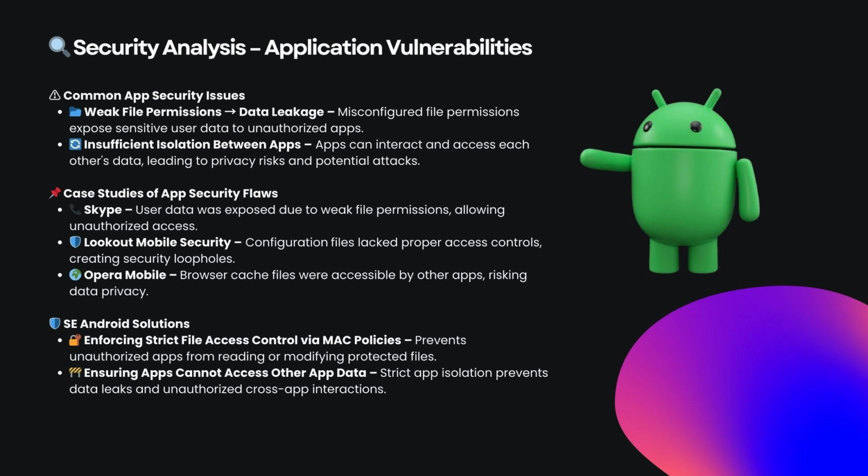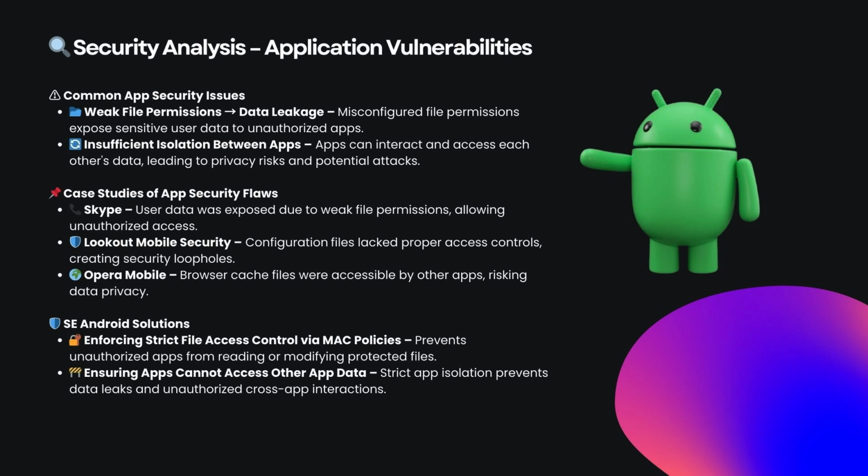Second one is insufficient isolation between apps. Apps often interact with each other through system services, and if proper isolation is not enforced, it leads to data leaks and unauthorized access. Now the next is the case study of app security flaws. Let's take a look at some high-profile cases where apps had a security flaw.